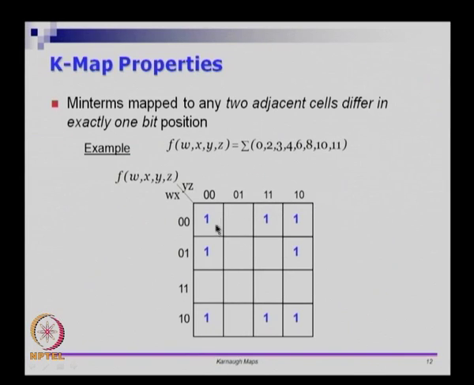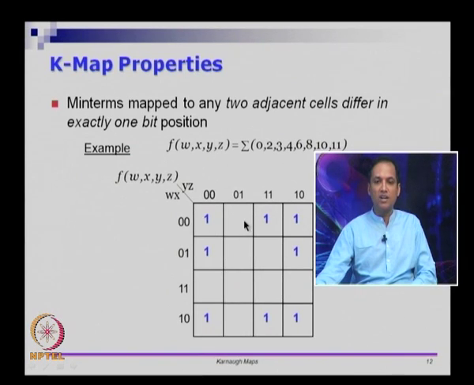If you want to fill it up, this is 0, 1, 2, 3, right. So, 0, 2, 3 and they are on. Then the next row is for 4, 5, 6 and 7, right. So, among 4, 5, 6, 7 only 4 and 6 are on. So, let us do this once more.